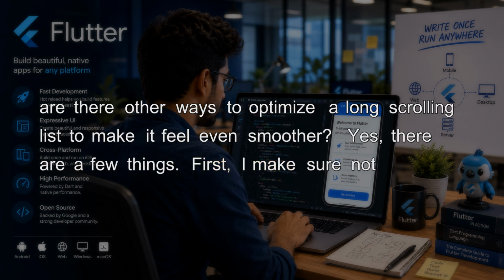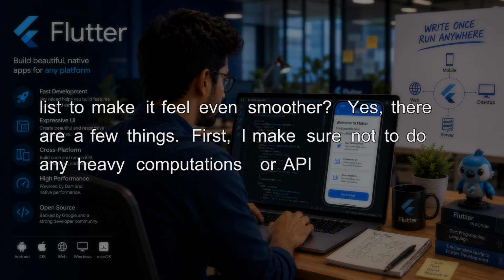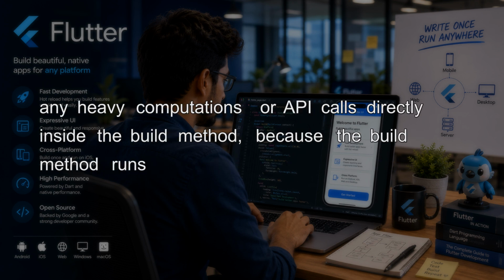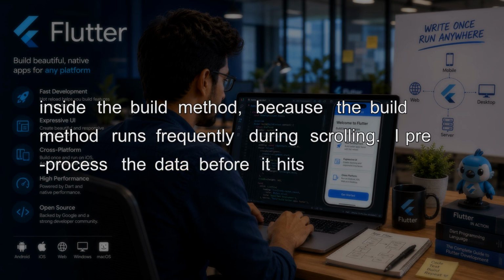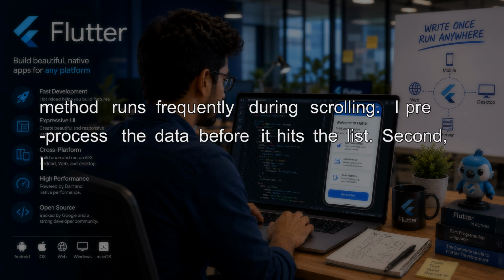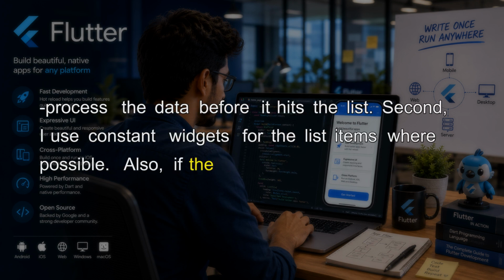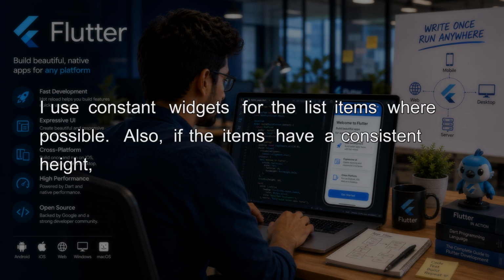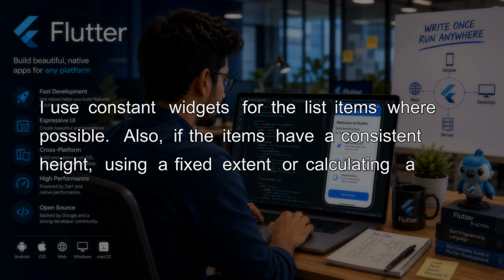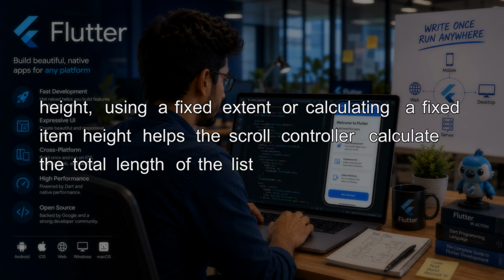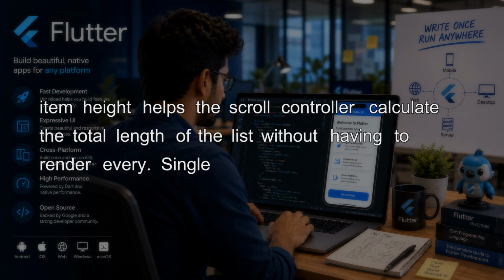First, I make sure not to do any heavy computations or API calls directly inside the build method, because the build method runs frequently during scrolling. I pre-process the data before it hits the list. Second, I use constant widgets for the list items where possible. Also, if the items have a consistent height, using a fixed extent or calculating a fixed item height helps the scroll controller calculate the total length of the list without having to render every single element first.